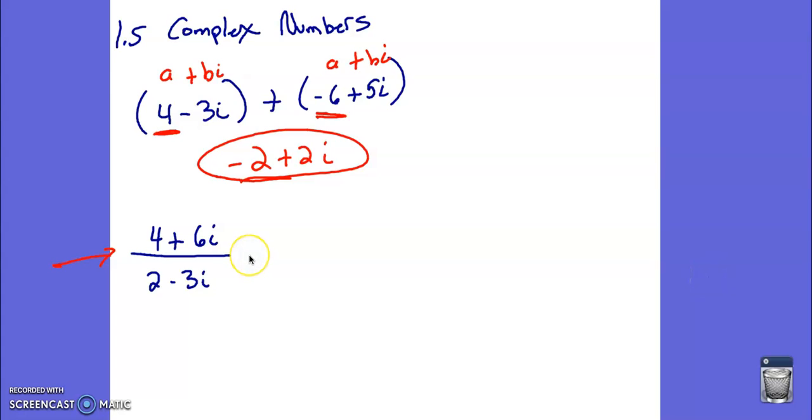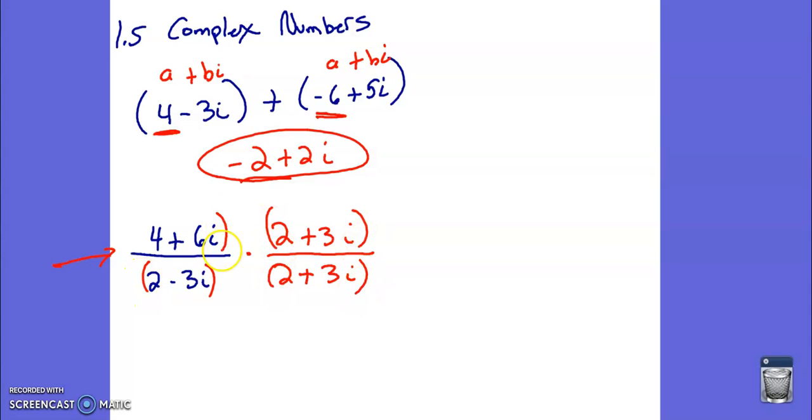And so what we're going to do is multiply by something that will make it non-imaginary. We want just the real component on there. And what we're going to do is take 2 plus 3i. This is the conjugate, the complex conjugate. And so we're literally going to FOIL this. And let's do the denominator first, just to prove why you'd choose 2 plus 3i.